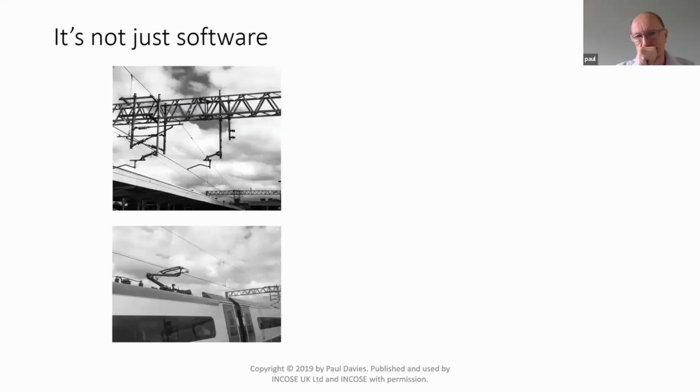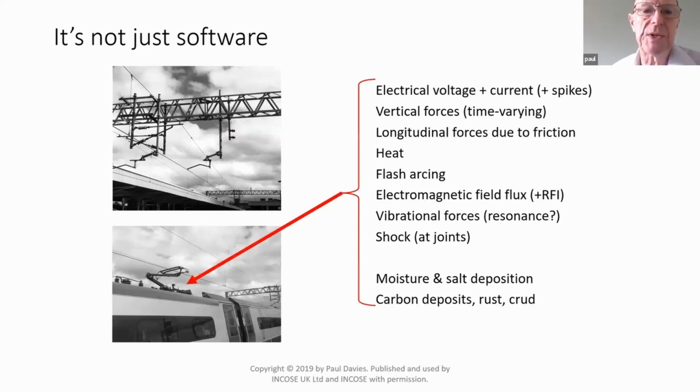Okay, next thing to say is that it's not just software. Here's an example from overhead line electrification from railway systems. So we have electric current being passed from the overhead line via a pantographic arm to the onboard train systems. So the intended interaction, that the interface that you design for, is electrical voltage and current, and of course there may be transients on that.